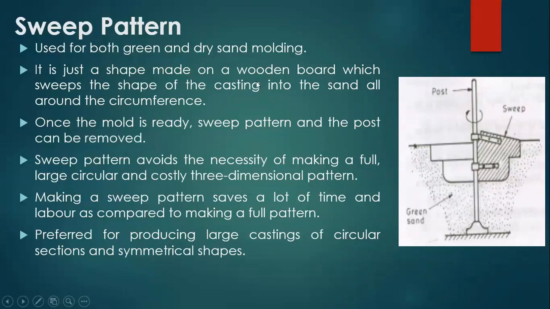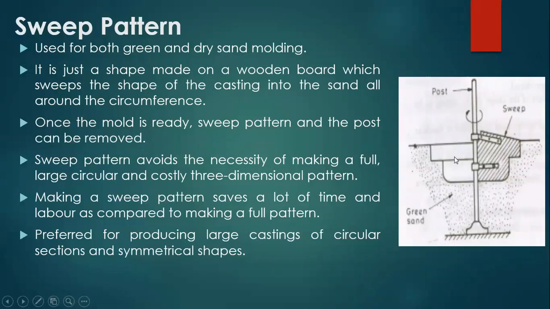It is just a shape made on a wooden board which sweeps. Sweep means rotation. This pattern rotates about the post. That's why this pattern is called a sweep pattern. It sweeps the shape of the casting into the sand all around the circumference. This sweep will rotate from 0 to 360 degrees about the post. That's why it is called a sweep pattern. Once the mold is ready, the sweep pattern and the post can be removed.